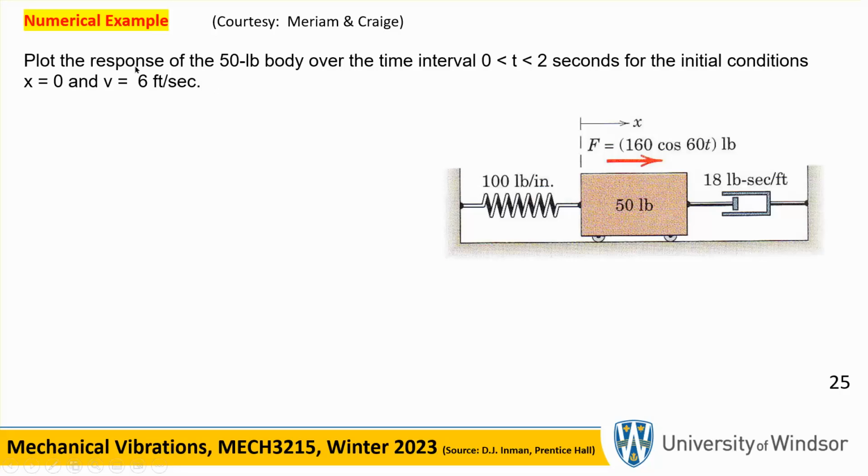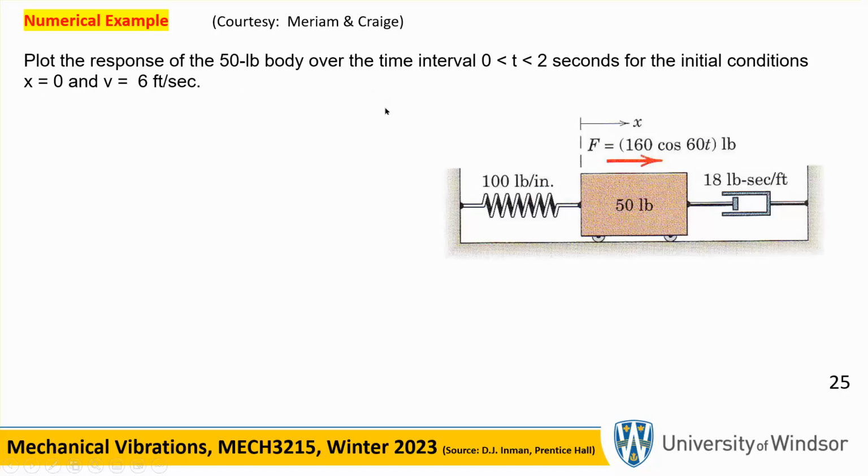So it says, plot the response of this 50-pound body. The spring is given here. The dashpot is given here under this harmonic loading. This is harmonic loading, okay? Over the first 2 seconds, assuming that the initial conditions are x equal to 0 and v equal to 6 feet per second.